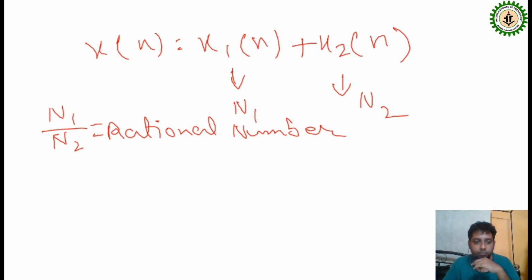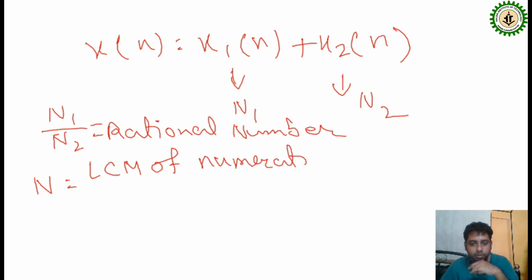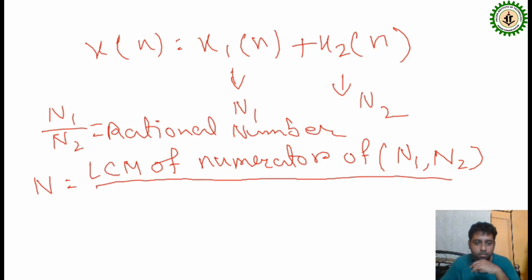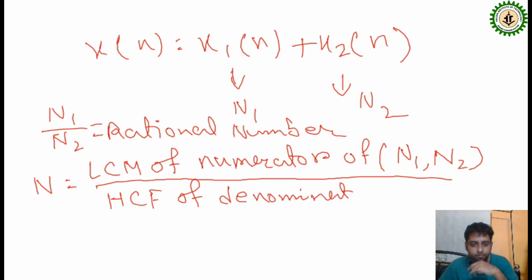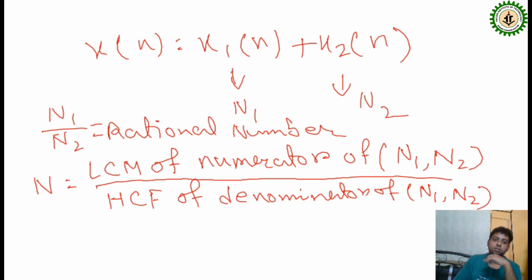And what is the formula for the fundamental period of the overall signal? That is N is equal to LCM of the numerators of N1, N2 divided by HCF of the denominators of N1, N2. This is the formula for finding the fundamental period of the overall signal. Now we will consider one numerical to understand this.